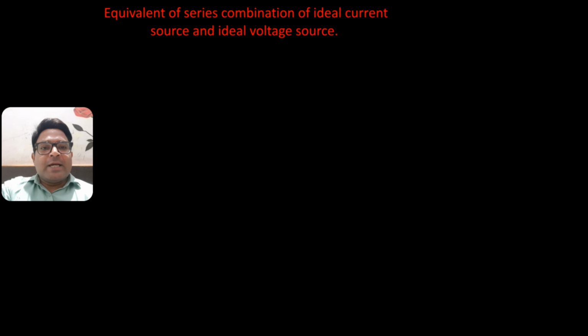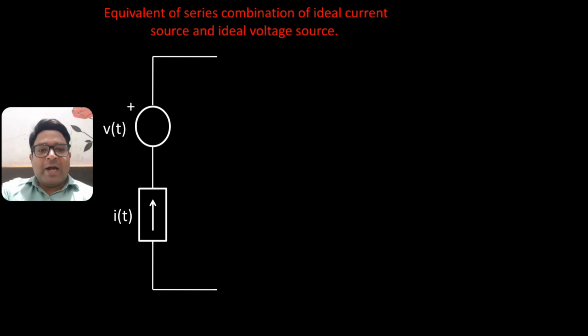In this video, we are going to discuss the equivalent of a series combination of an ideal current source and an ideal voltage source. So here we have a series combination of an ideal current source and an ideal voltage source. Let's check what the total current will be because of this series combination. Let the total or equivalent current be IQ.